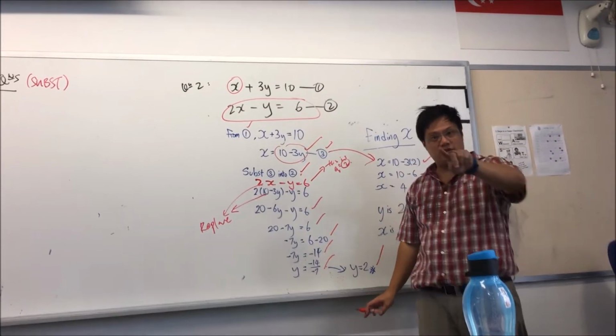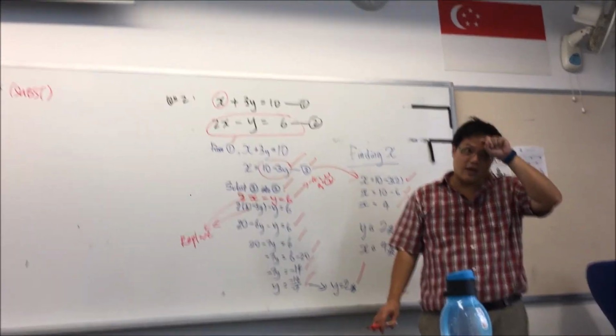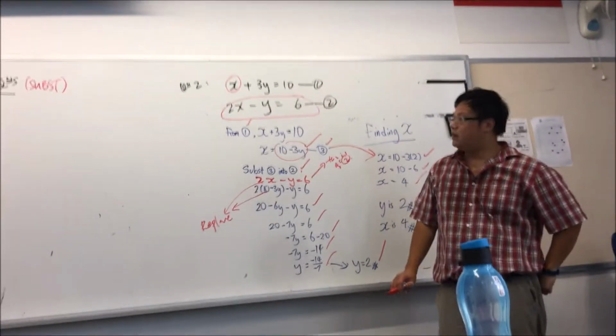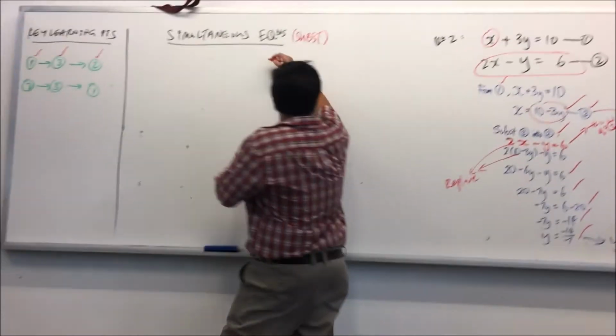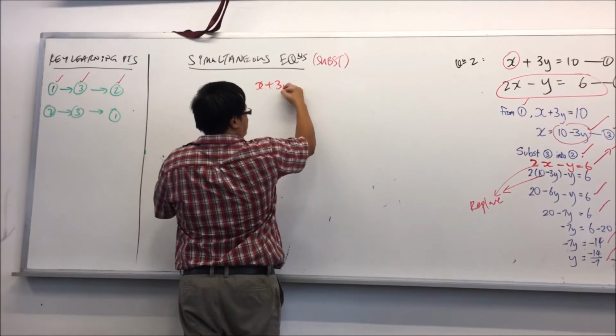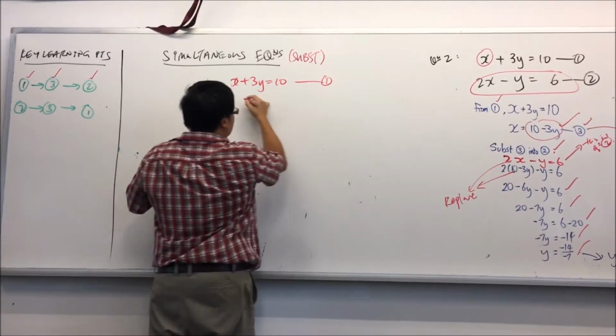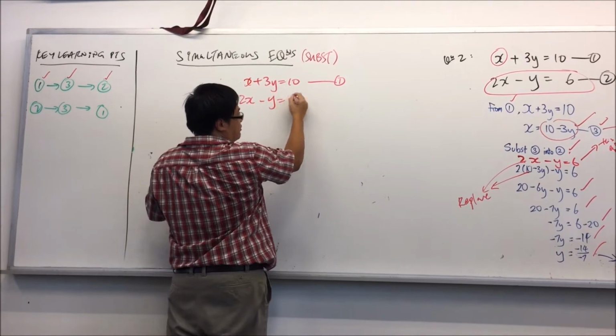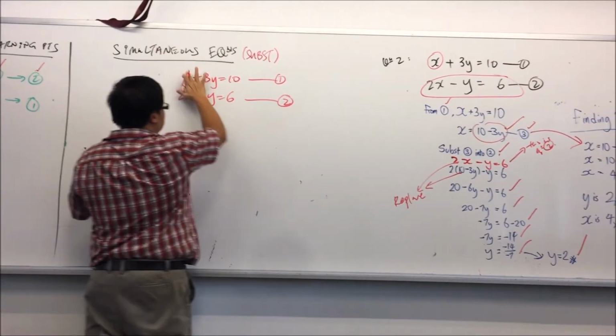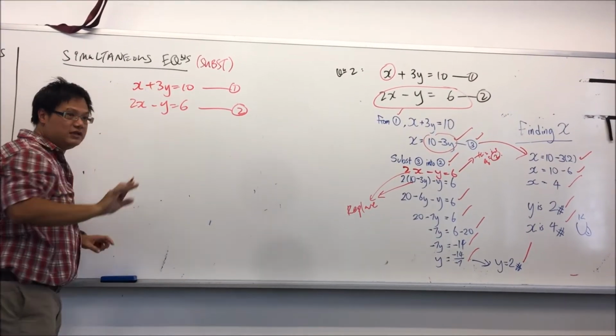Okay, watch now. Continue the video. I'm going to do something else. Okay, watch here. This one is for Shemaine, because Shemaine did this. Okay, watch. x plus 3y equals 10, equation 1. 2x minus y equals 6, equation 2.